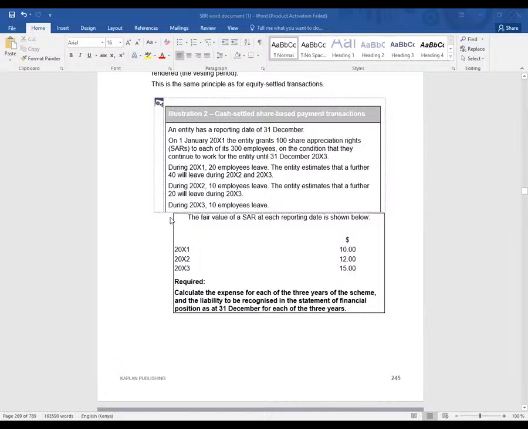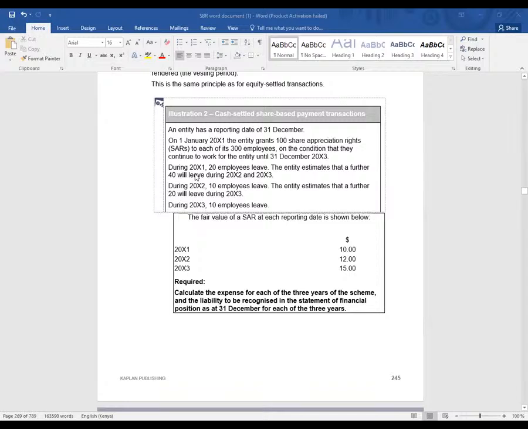So we are told here, on 1st January 2021, of course, there is no 2020. On 1st January 2021, the entity grants 100 share acquisition rights to each of its 300 employees on condition that they continue to work for the entity until 31st December 2023. During 2021, 20 employees leave. The entity estimates that a further 40 will leave.